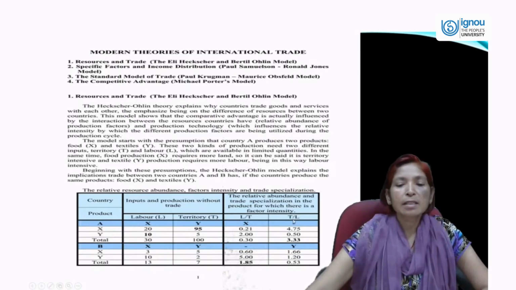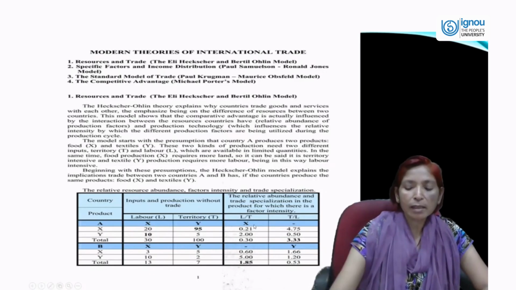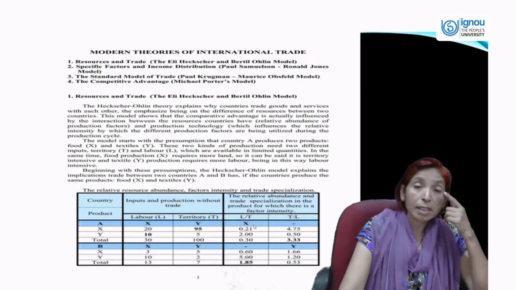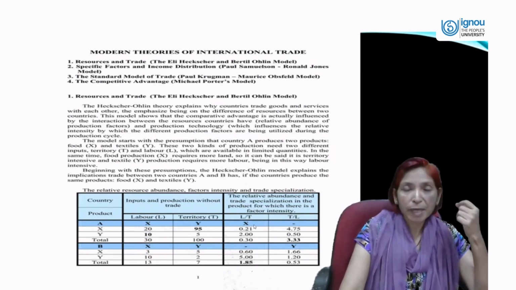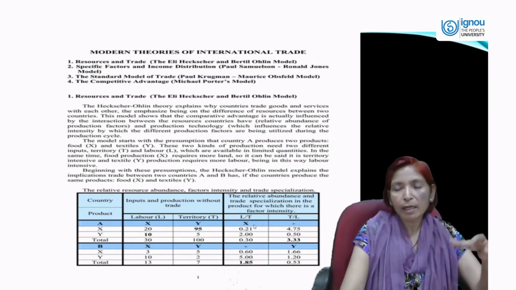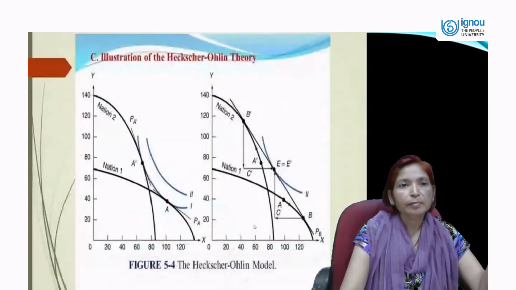And T by L means land divided by labor: 95 divided by 20, 5 divided by 10, and 100 divided by 30. We can get this ratio. So by using this ratio, Hecksher-Ohlin proved that difference in cost, which is based on factor endowment, is the main basis for doing international trade.